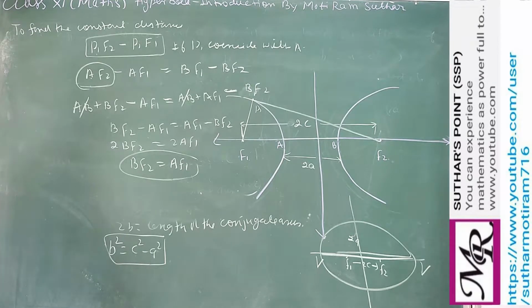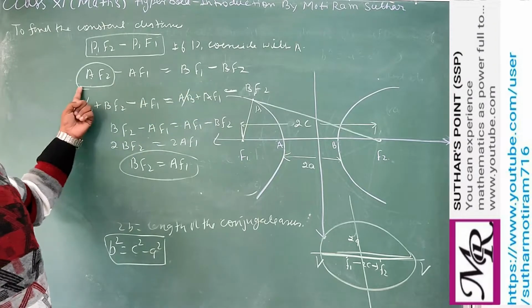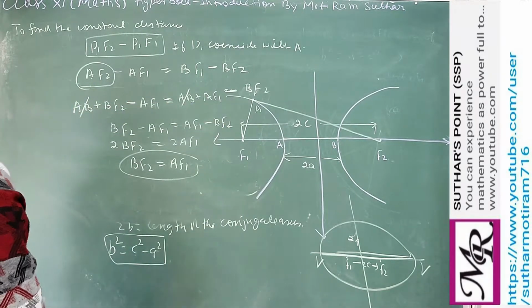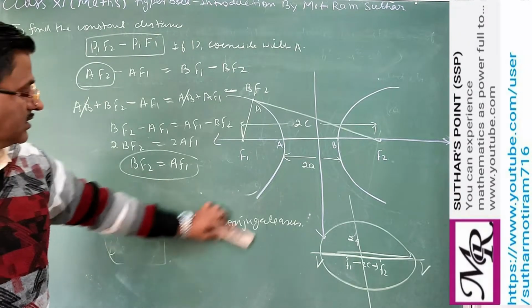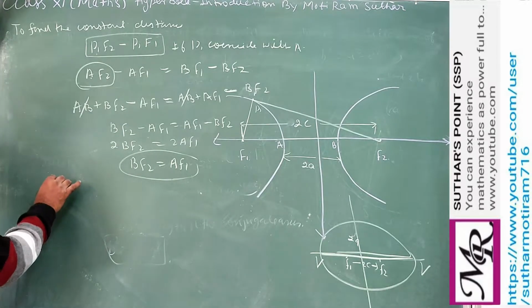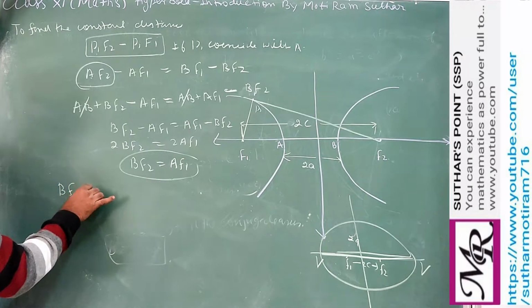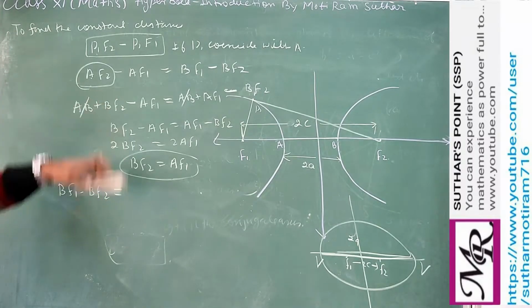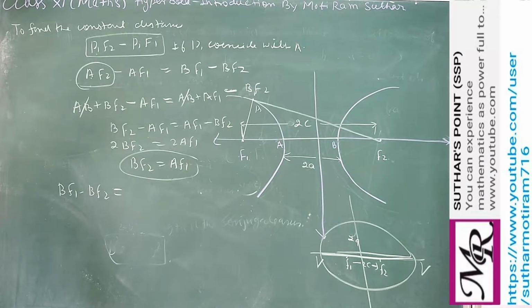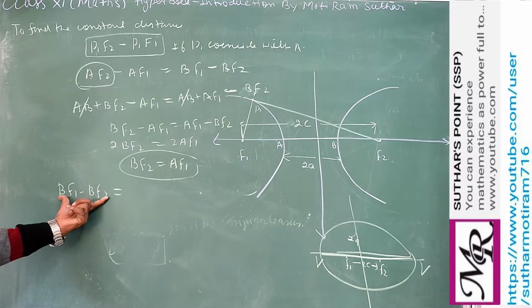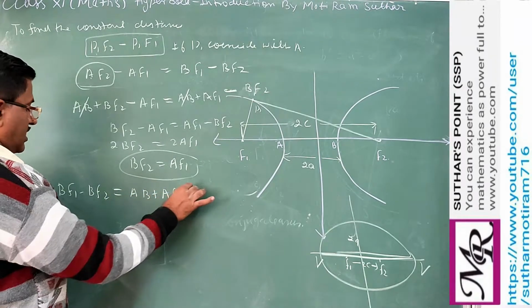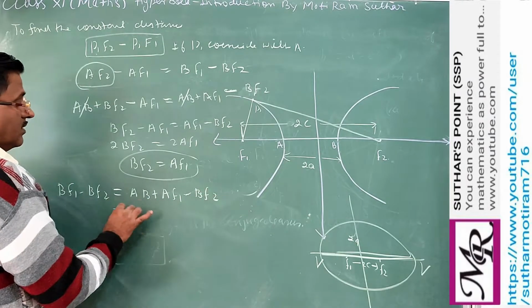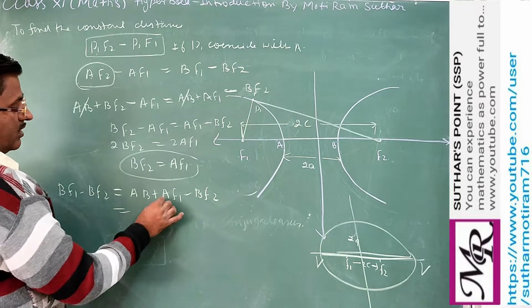BF2 equal to AF2. So if you put this in this formula, then what do we see? Again we use that formula. So BF1 minus this, we can write BF1 minus BF2 equal to this. Now this, again expand BF1, what have we written? AB plus AF1 minus BF2. Now BF2 and AF1 are equal.